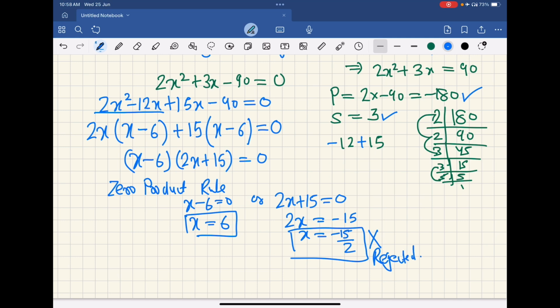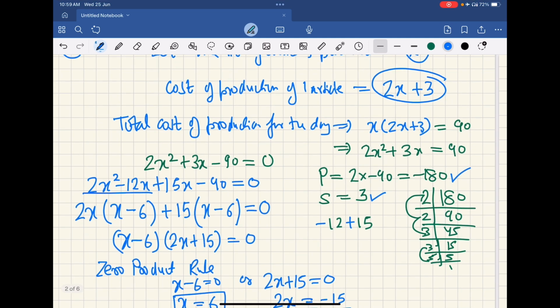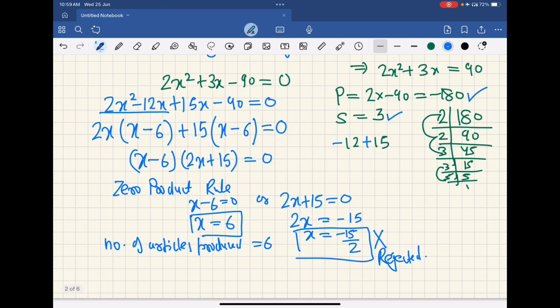Now the question is: find the number of articles produced. So the number of articles produced is 6. So let us write that down. Number of articles produced that day should be 6. Now, what was the question? It says the cost of production of one article is 2x plus 3. तो उन्होंने हमसे वो भी पूछा है. So let us find the cost of each article. So that would be 2 times 6 plus 3. So 12 plus 3, which is 15. So this is how we solve this question.